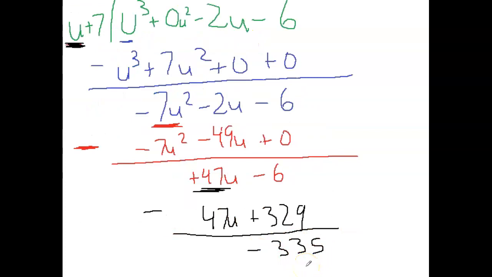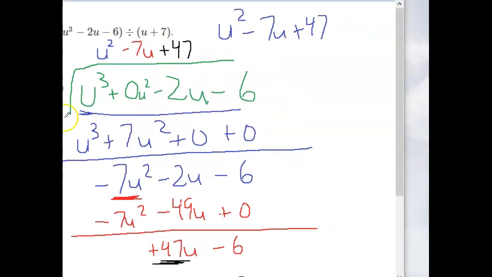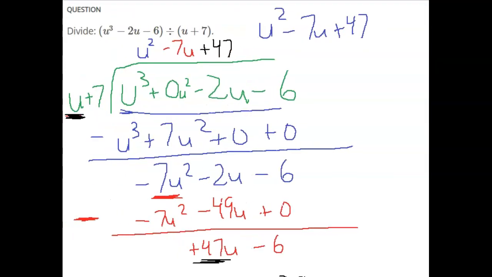You can see this negative 335 is our remainder. We didn't get a nice perfect, like in the last example I did, we had all zeros, there was no remainder. So the way you want to write your remainder is you write it as a fraction. All right, so our answer, when we do this division problem, we get u squared minus 7u plus 47. That's what we already have. If you do this polynomial and divide it by that, oops, sorry. This polynomial and divide by u plus 7, you get this result with a remainder.